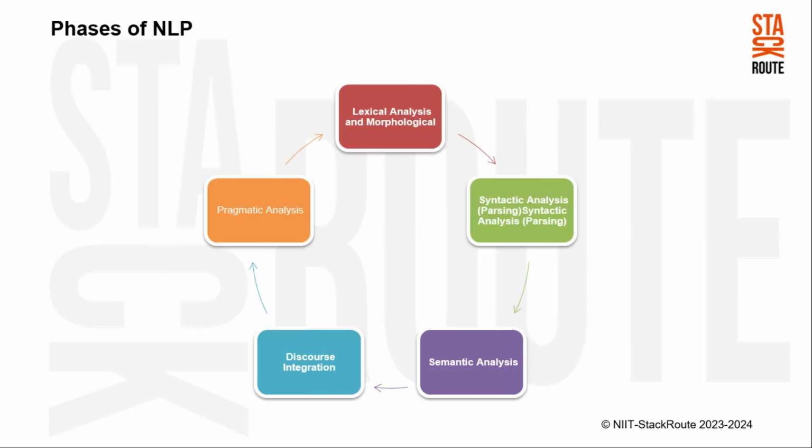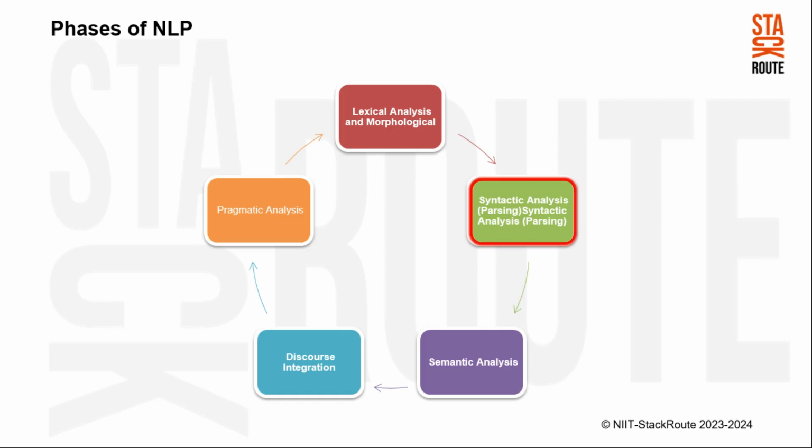There are the following 5 phases of NLP. 1. Lexical analysis and morphological. The first phase of NLP is the lexical analysis. This phase scans the source code as a stream of characters and converts it into meaningful lexemes. It divides the whole text into paragraphs, sentences, and words.